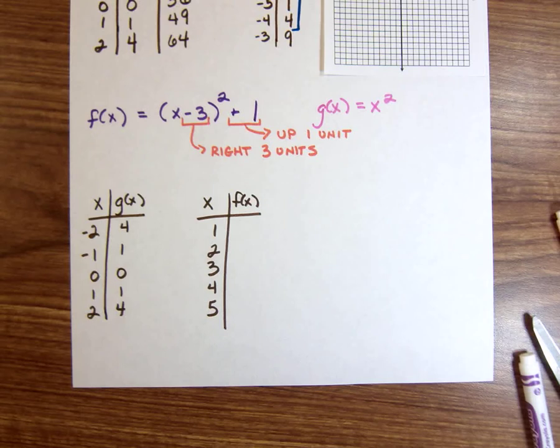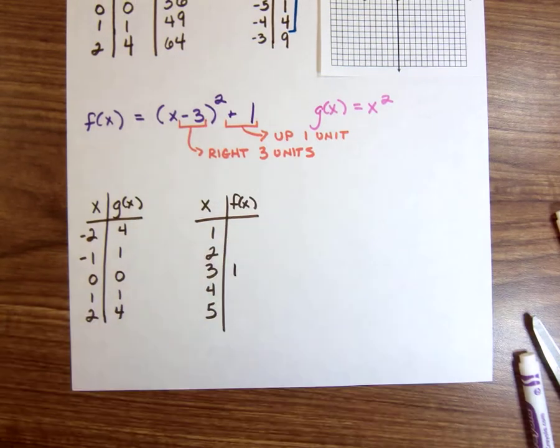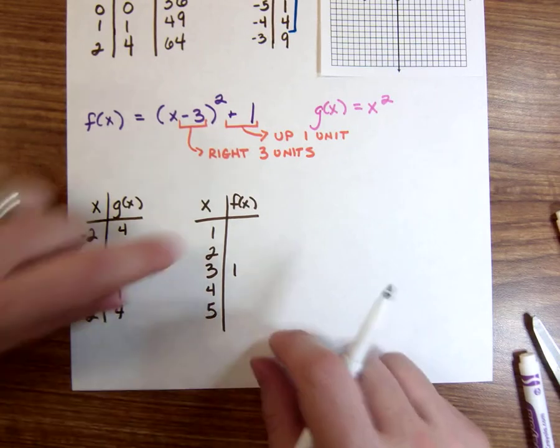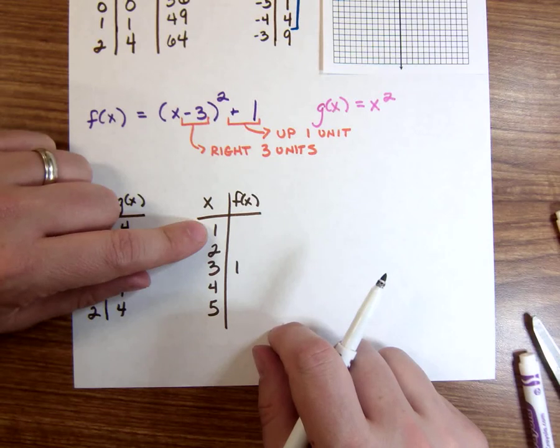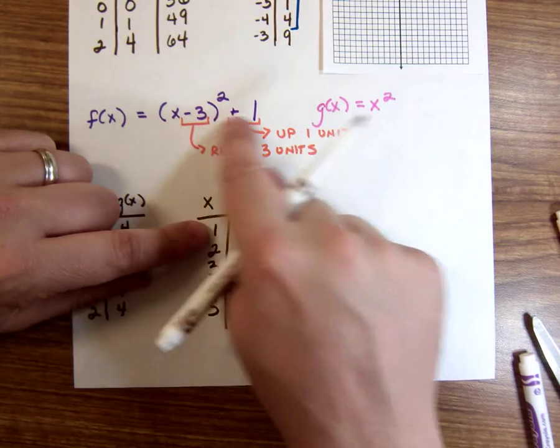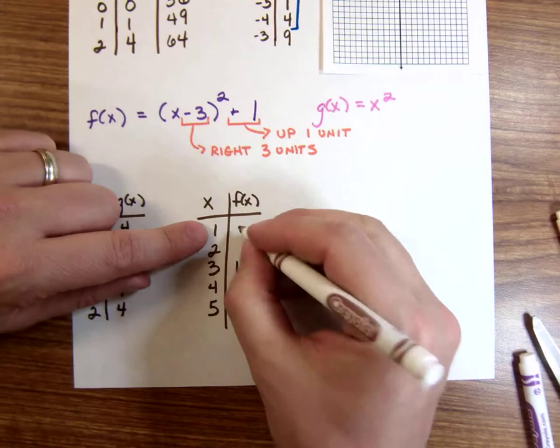All right, cool. So I already know what 3 is going to be. That's going to be 1. You just told me: 3 minus 3 squared plus 1 is 1. Let's do the rest of them. What's 1 minus 3 squared? Negative 8. Okay, let's try again. What's 1 minus 3? Negative 2. And negative 2 squared is 4. And 4 plus 1 is 5.